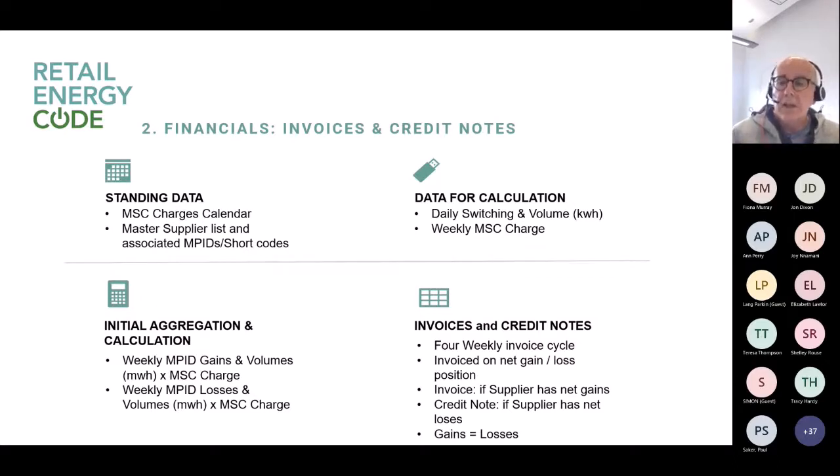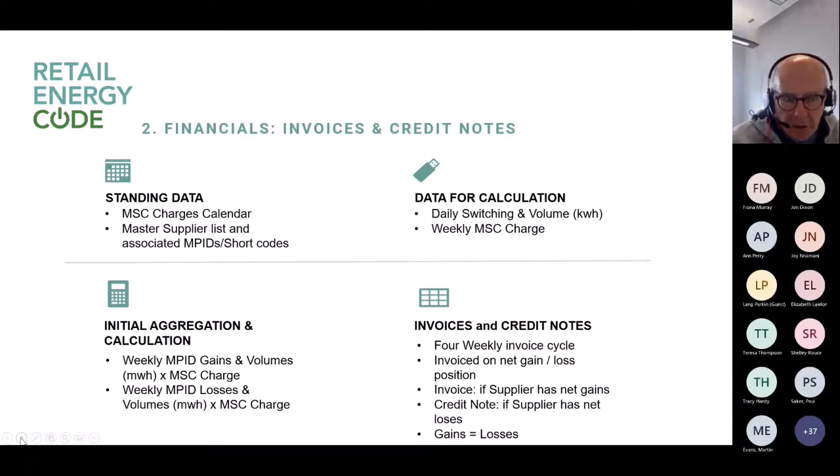The data that'll be used for the calculation is really 2 items. It's the number of MPRNs and the volume associated with them, multiplied by the MSC charge that we would get from Ofgem. The invoice that will be sent out: if you are in a week where there is an MSC charge greater than 0, and there have been change of supply events in that week, then there would be an invoice raised for that period.